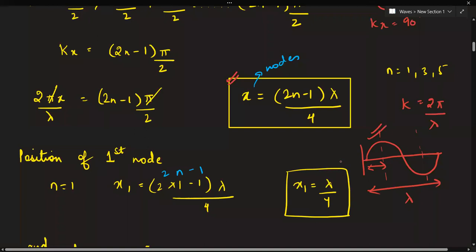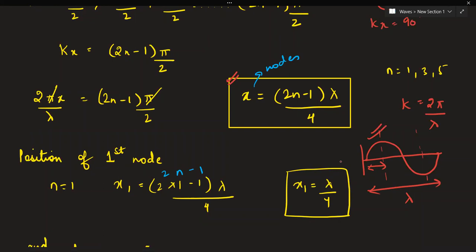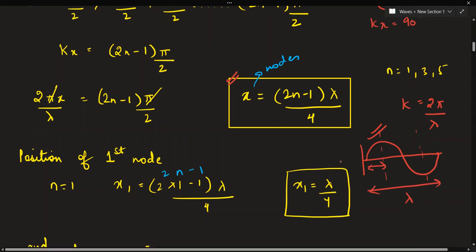What is meant by this? So if you wish to calculate the position of the second node, you tell me what should be the position of the second node. So instead of n, we'll put 2, right? N will put 2.